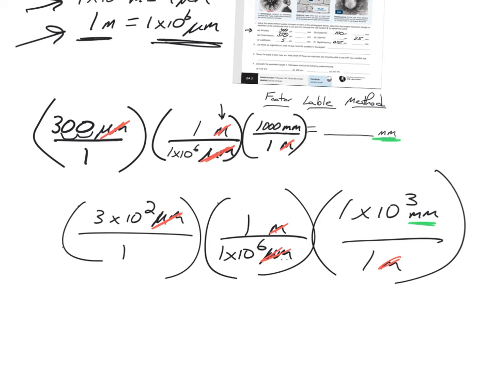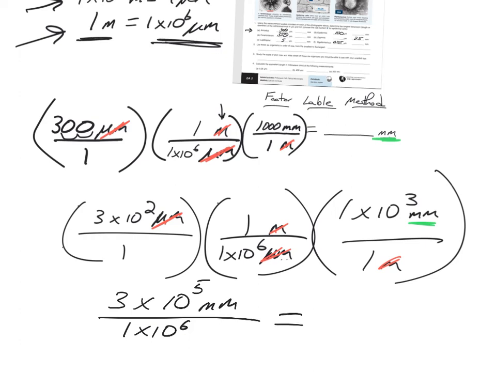So I do the math. Now I could do one of two things. I could use my calculator, take 300 times 1,000, divide by 1 times 10 to the 6, right? Or I could use my scientific notation. What do I do with this 3 and this 2? Add them, because I'm multiplying them. So I could simplify this to 3 times 10 to the fifth power millimeters divided by 1 times 10 to the sixth. No units. What do I end up with? 3 times 10 to the what? Negative 1 millimeters.